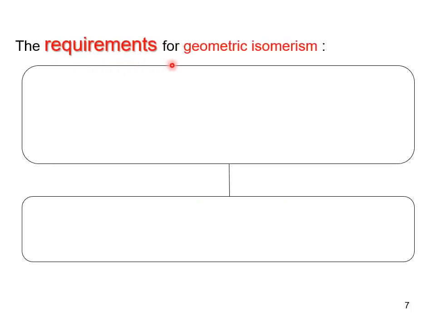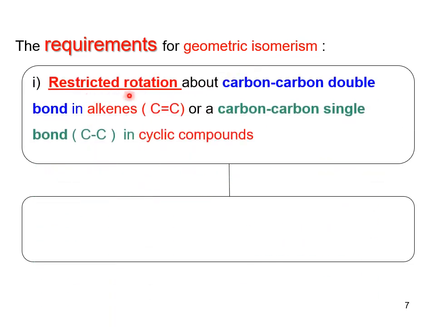So the requirements for geometrical isomerism, first, restricted rotation about a carbon-carbon double bond in alkene, C double bond C, or a carbon-carbon single bond in a cyclic compound. This is the rigidity of geometrical isomer, meaning carbon-carbon double bond or carbon-carbon single bond in cyclic compound.